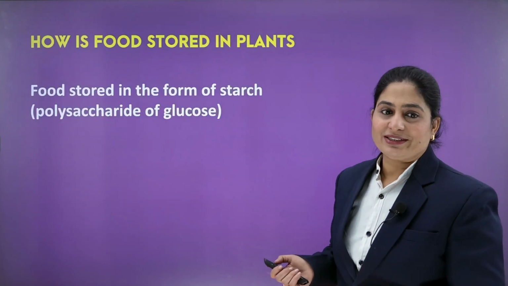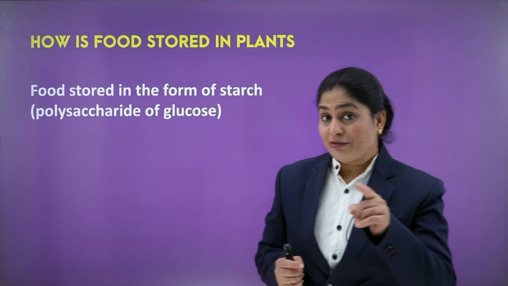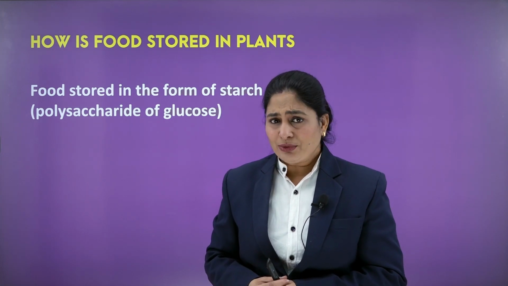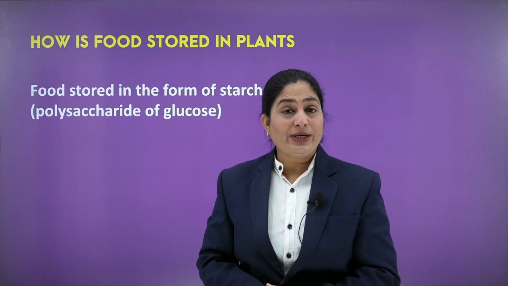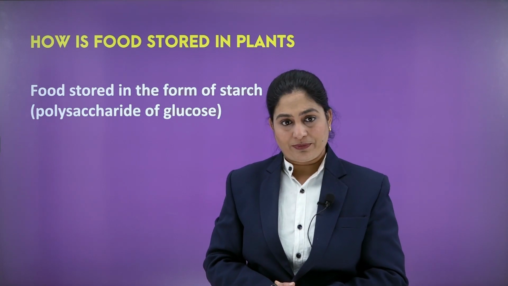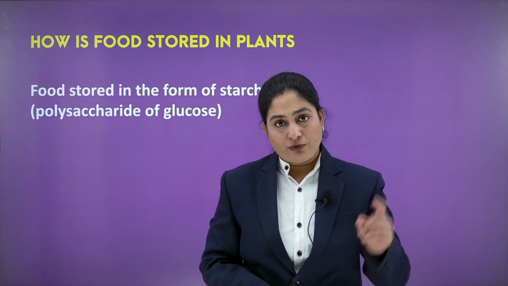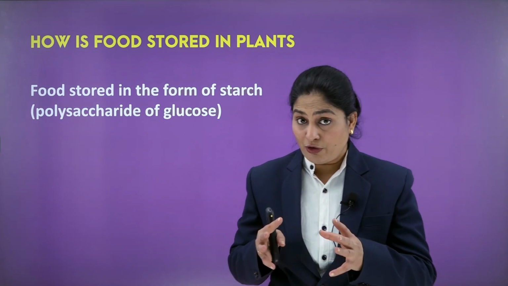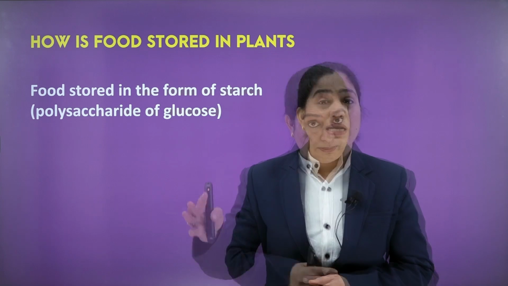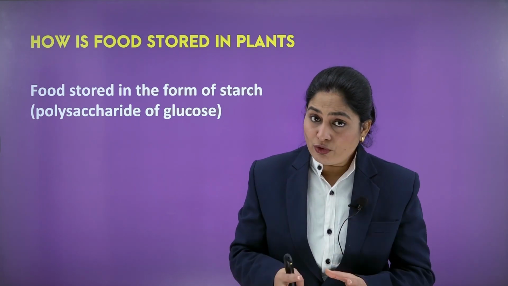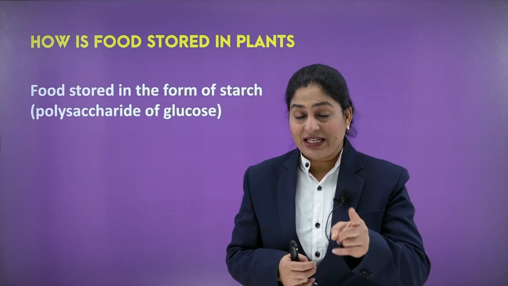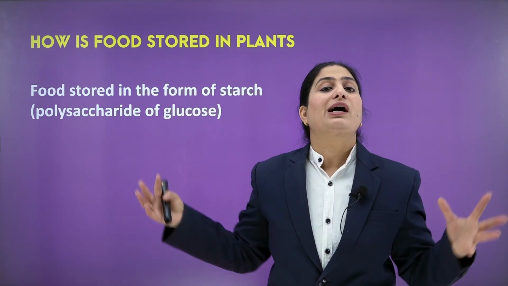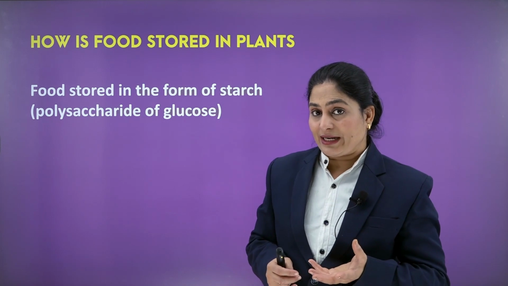Let us move further and talk about once the food has been prepared by photosynthesis. Now the question is how this food is stored in plants. The food prepared by photosynthesis is in the form of glucose, which is a carbohydrate. The food which is stored in plants is in the form of starch, and starch is a bigger carbohydrate, that is, a polysaccharide of glucose.